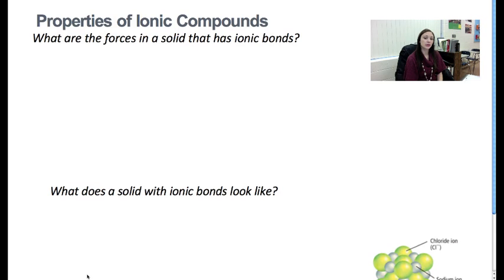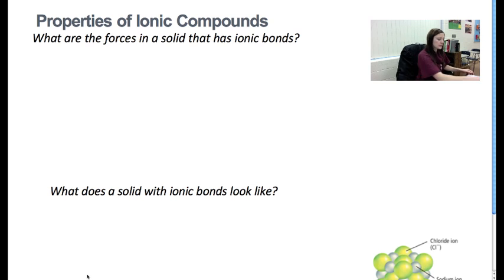Now that you know what ionic bonds are and what makes up an ionic bond, we're going to look at some properties of ionic bonds, as to what they look like, what kind of melting points they have, what keeps them together, and all that kind of stuff. So let's start off with what are the forces in a solid that has ionic bonds.